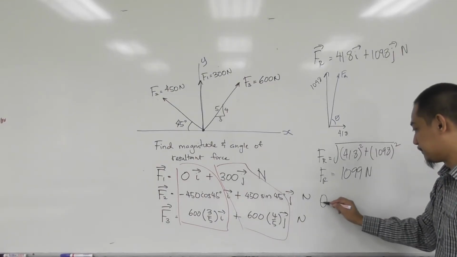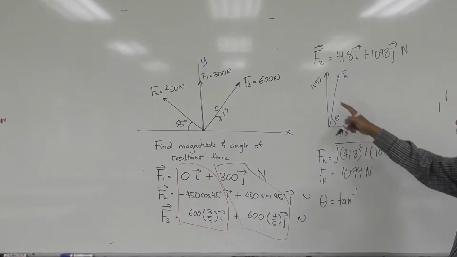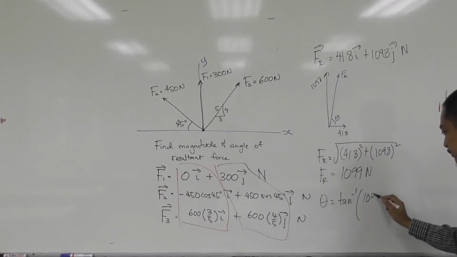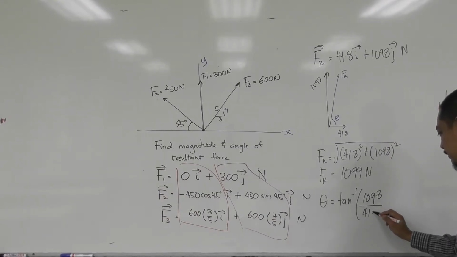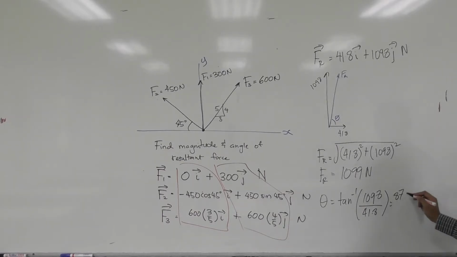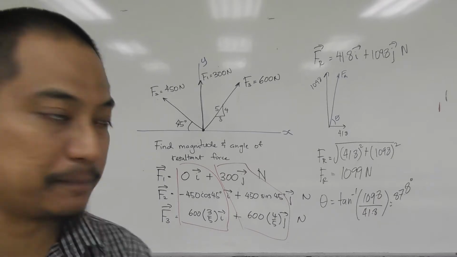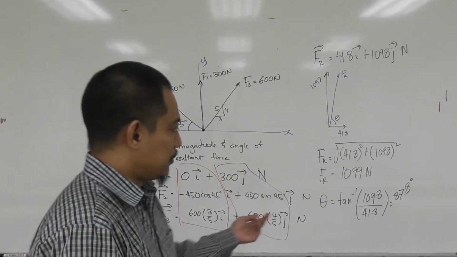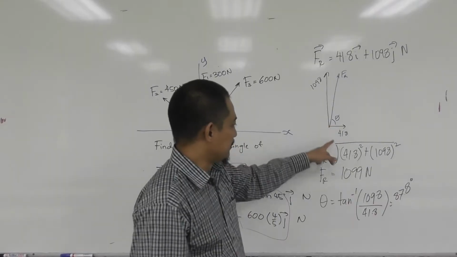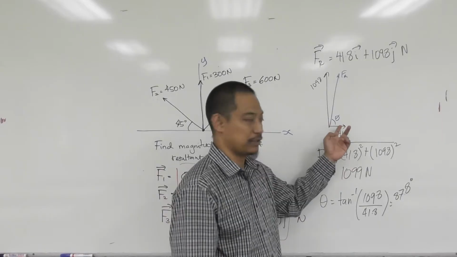Another one is theta. Right? Tangent inverse of 1098 over 41.8, and then you get what's that? 87.8 degrees. Is it still in the frame? Alright. Now, obviously if you draw to scale, if you make any mistake, it should be easy to notice, right? Because this angle should be close to 90.